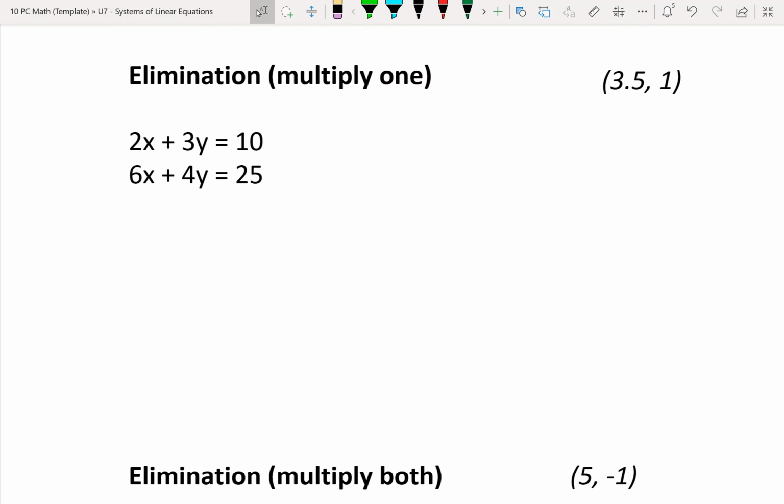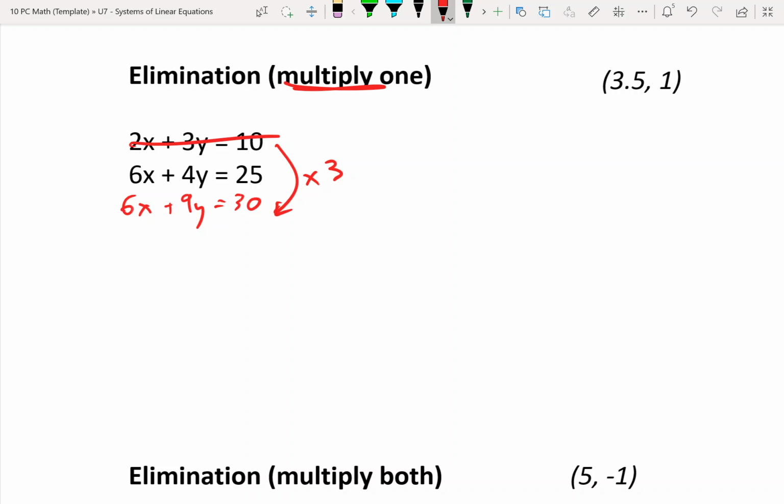These ones are a little harder. I have lined them up, but you'll notice these numbers don't match. None of them are the same. So what we have to do is multiply one of the equations to make them the same. So I'm going to decide, well, I know that 2 times 3 gives me 6. So let's just do this one. I'm going to multiply it by 3. So it's going to be 6x plus 9y equals 30.